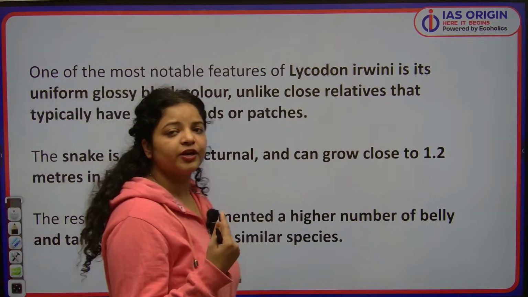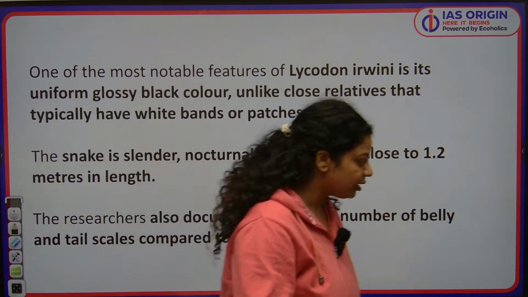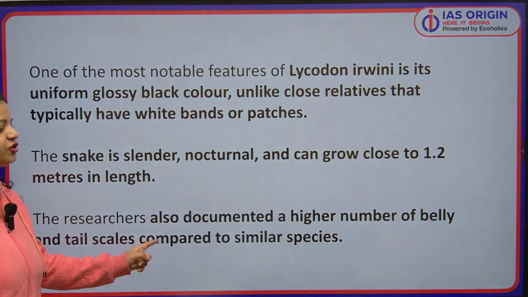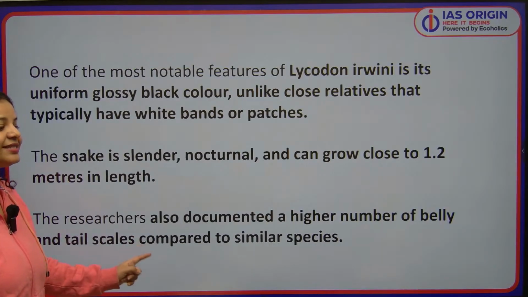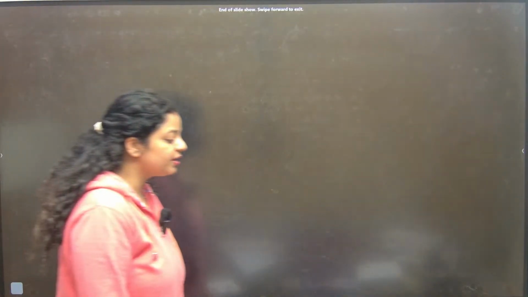So that's why this is one of the newest species. What is the special feature? They have a higher number of belly and tail scales compared to similar species.